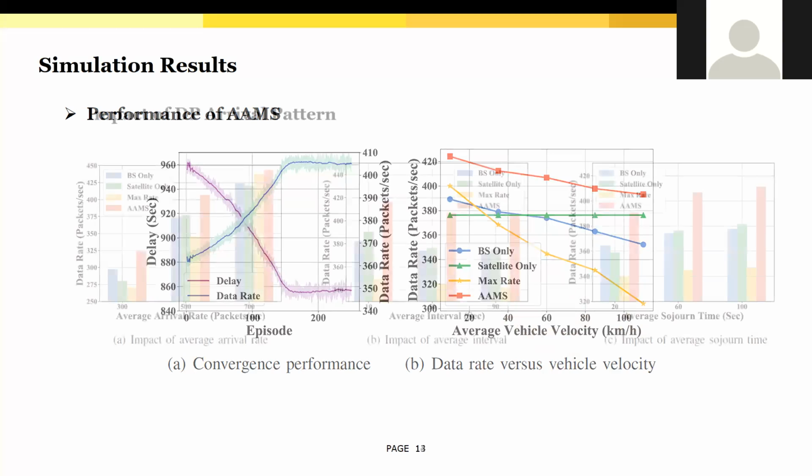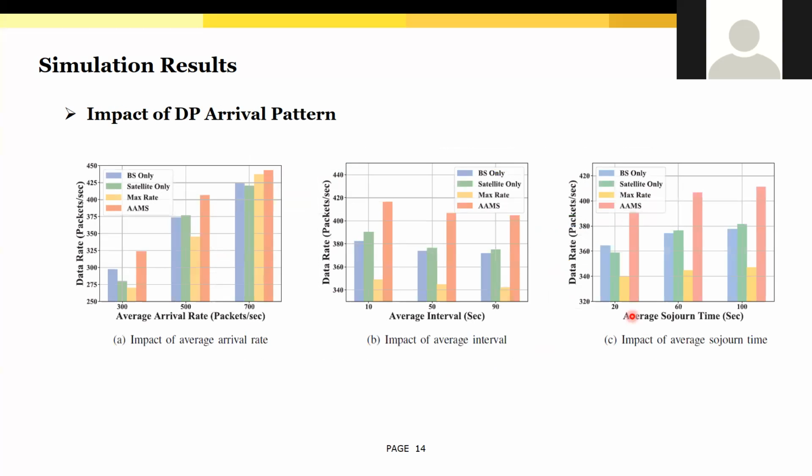Considering different data packet arrival patterns, we evaluate the impact of data packet arrival in terms of arrival rate, surge interval, and surge time. All of these are the impact factors we mentioned before. Compared with the benchmark algorithms, the proposed AMS algorithm can achieve the best long-term data rate in the SGIVN due to adaptively exploiting the complementary advantages of both space station and satellites.